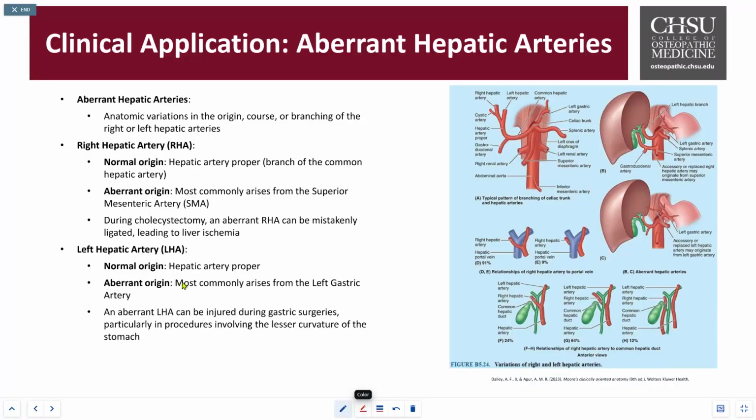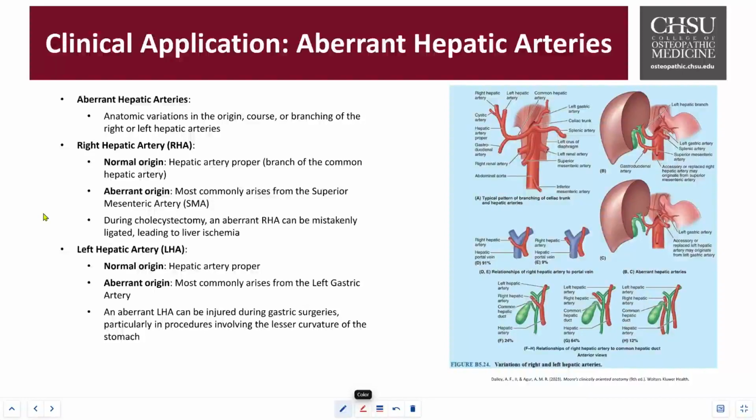The next one is the left hepatic artery, LHA. The normal origin is also going to be the hepatic artery proper, and the most common aberrant arises from the left gastric artery. An aberrant LHA may be injured during gastric surgeries, especially in surgeries that involve the lesser curvature of the stomach, such as gastrectomy or fundoplications, which is basically treatment for GERD, gastroesophageal reflux disease. And usually what happens is the surgeon will wrap up the upper portion of the stomach, the fundus, around the lower esophagus. And this wrap will then strengthen the lower esophageal sphincter, the LES.